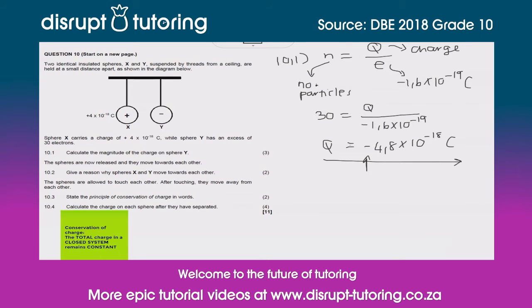Cool. So then 10.2 says the spheres are now released and they move towards each other. Give a reason why spheres X and Y move towards each other. So we know that unlike charges attract. So X is a positive charge, they've given us that, and Y has an excess of electrons, so it's a negative charge, so they attract each other.